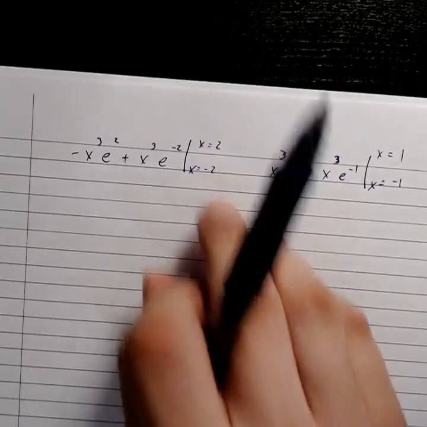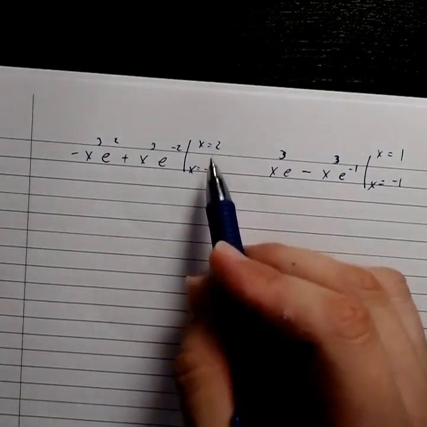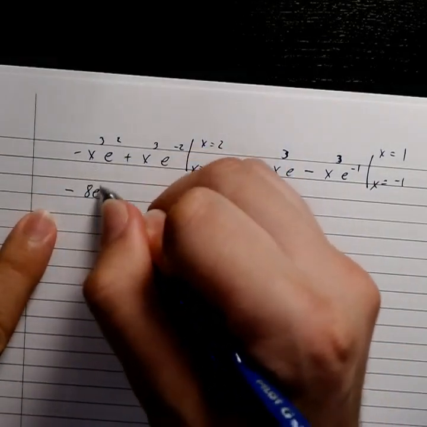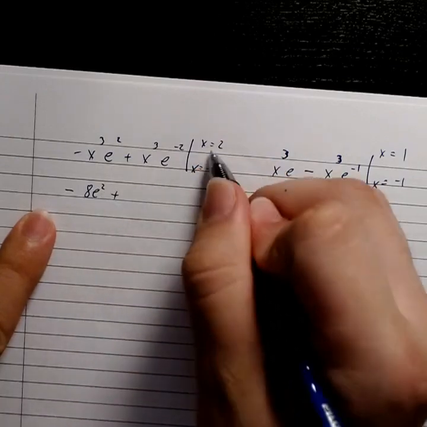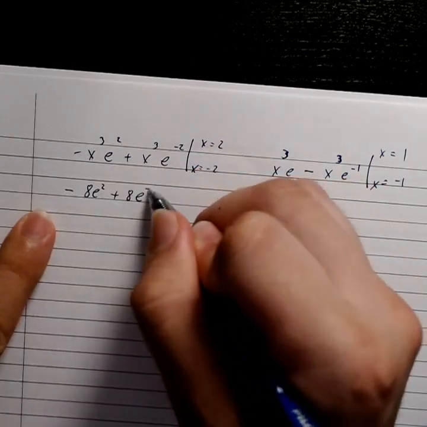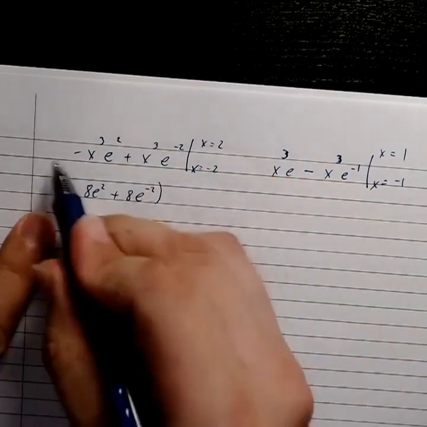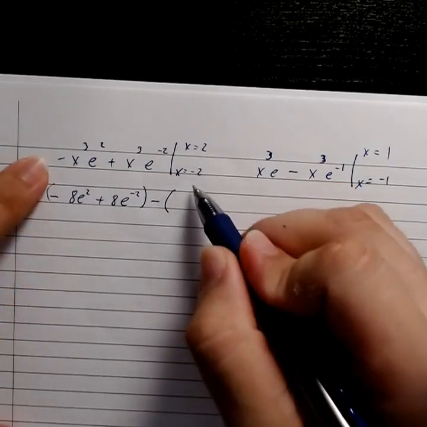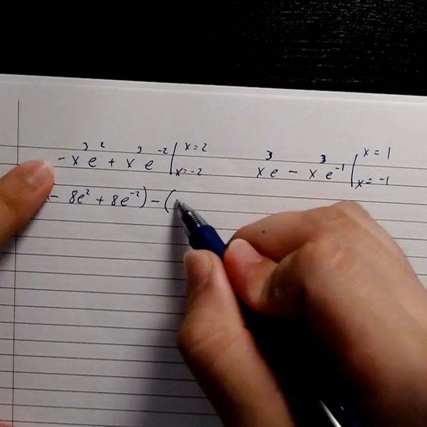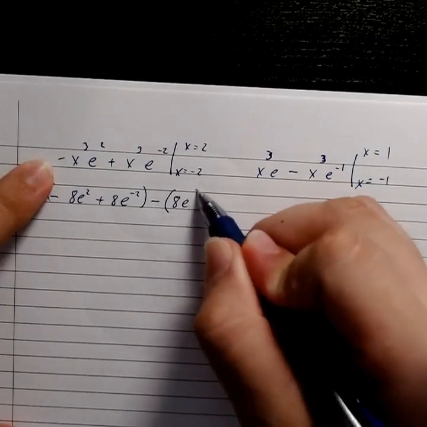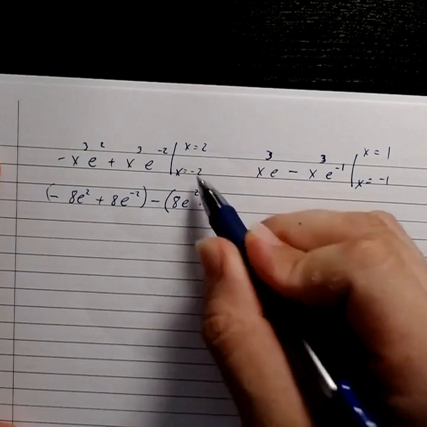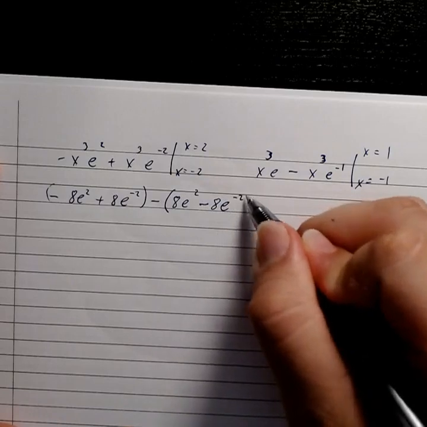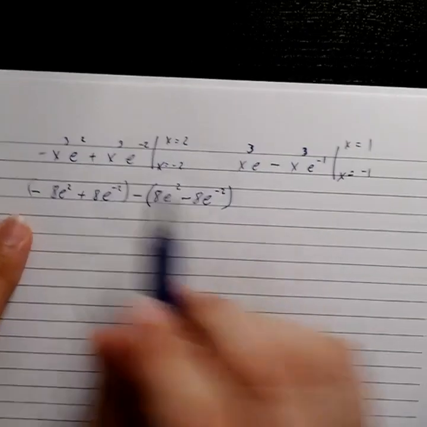All right, so let's see what we get now. If we substitute in x is equal to 2, that'll give us negative 8e squared plus 8e to the minus second. And then if I substitute in a minus 2, that'll give me, what would that be? Negative 8 times a negative, so that'll be a positive 8e to the second. And then that's plus negative 8, so I can write that as minus 8e to the minus second. So I'm just plugging in those numbers.